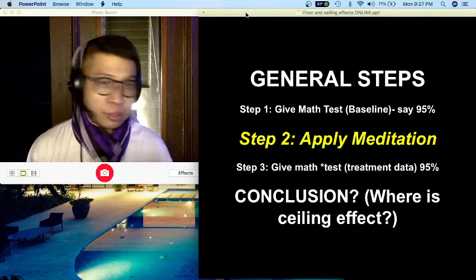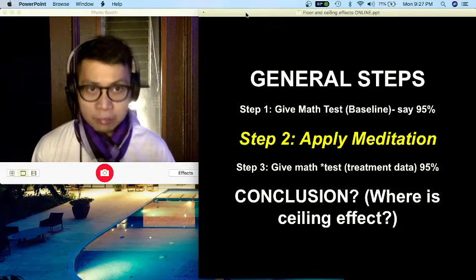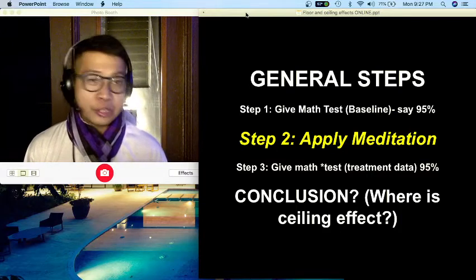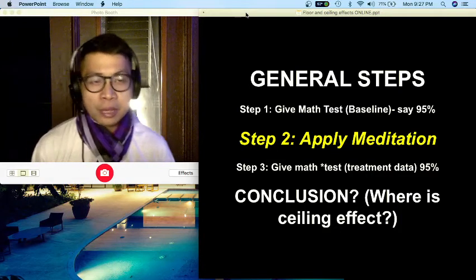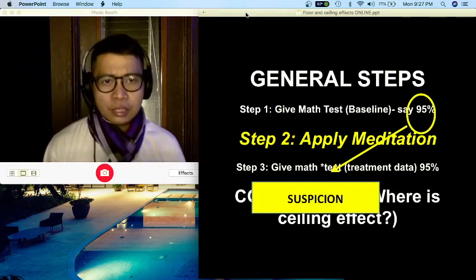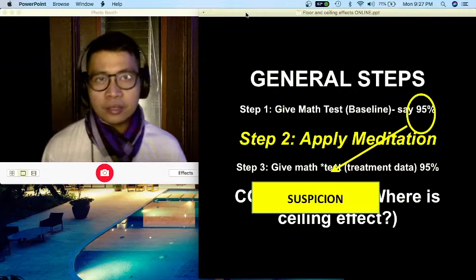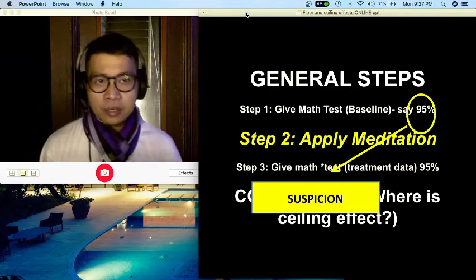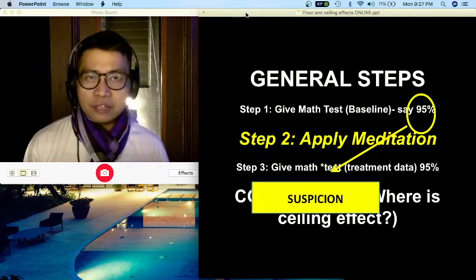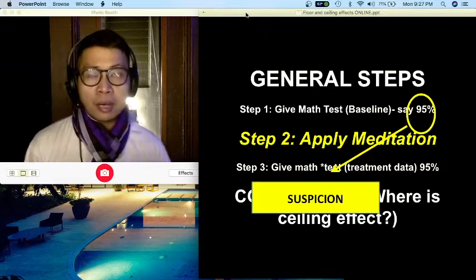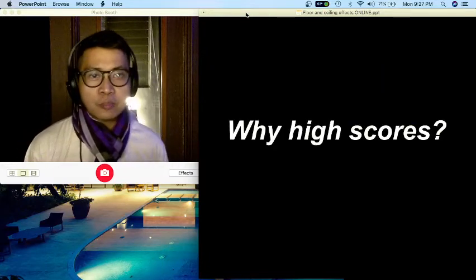Kahit saan pa sila doon, baseline man sila or sa treatment man sila, their score remains at 95%. So, walang kinalaman, walang epekto yung meditation sa kanilang mathematical performance. But, if you know the concept of ceiling effect, kinakailangan dito pa lang nagsuspect ka na baka merong ceiling effect. The fact that they got 95% performance in this test must raise your suspicion. Magdududa ka na baka merong ceiling effect dito sa experiment na ito.